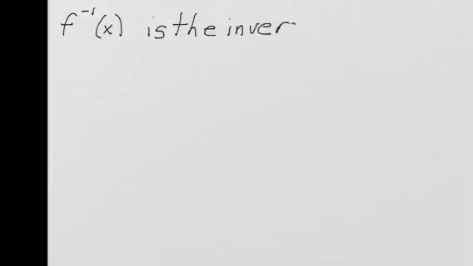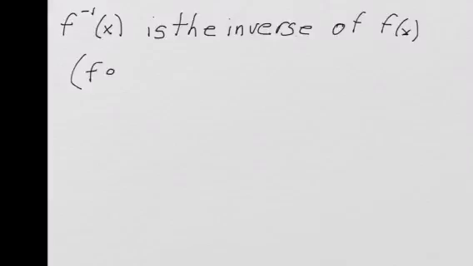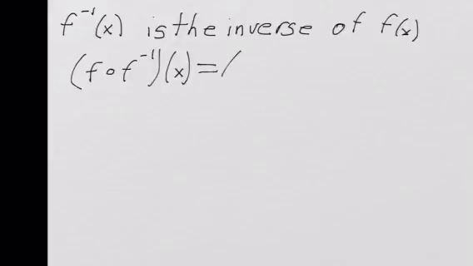We can define what an inverse function means. So the notation of that's going to be f inverse of x is the inverse of f of x if and only if f composed with f inverse of x is equal to f inverse composed with f of x. Either one of those is equal to the identity function.